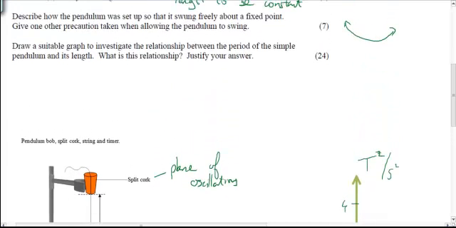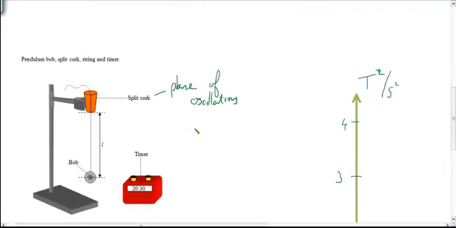The next thing that we're asked is another precaution when allowing the pendulum to swing. Well, you could say that you don't want drafts in the room because drafts could affect it perhaps. A more important thing would be that you release the pendulum and you do not give it a push. By giving the pendulum a push, you'd affect your results.